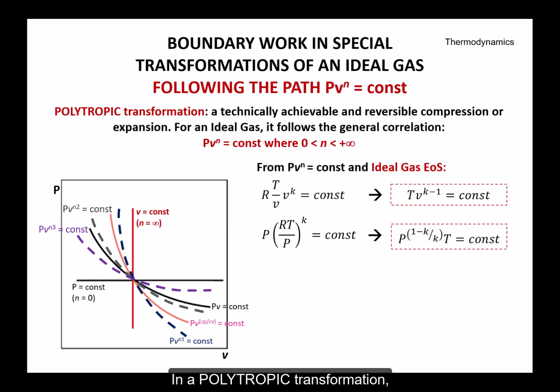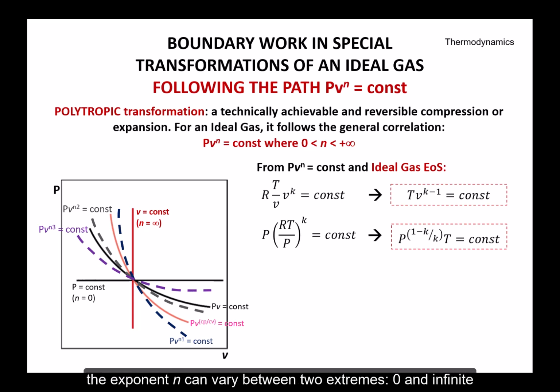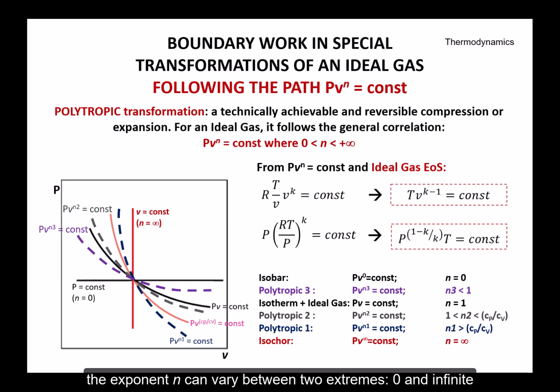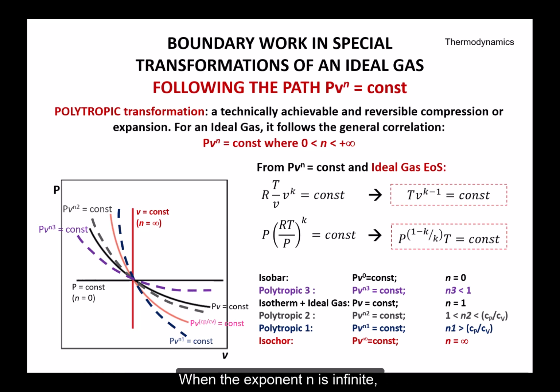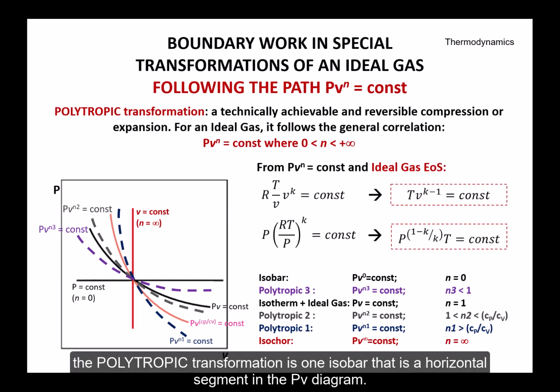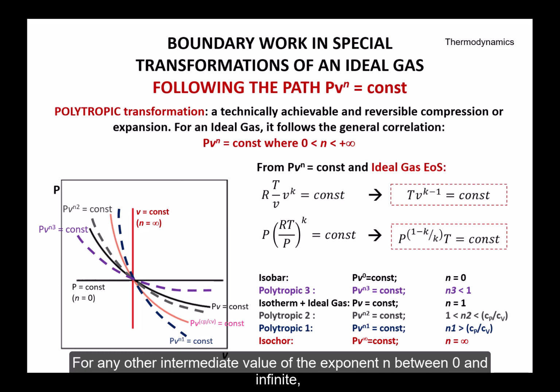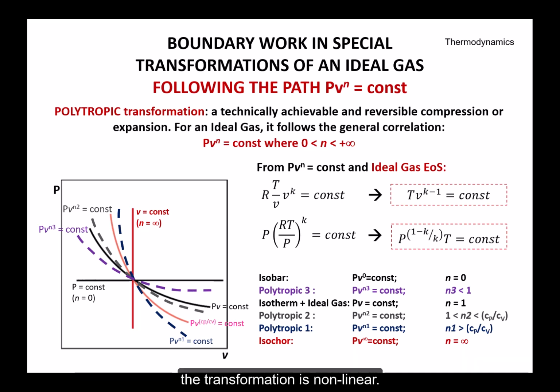In a polytropic transformation, the exponent n can vary between two extremes, 0 and infinite. When the exponent n is infinite, the polytropic transformation is one isochord, that is a vertical segment, in the PV diagram. When the exponent n is 0, the polytropic transformation is one isobar, that is a horizontal segment, in the PV diagram. For any other intermediate value of the exponent n between 0 and infinite, the transformation is nonlinear.